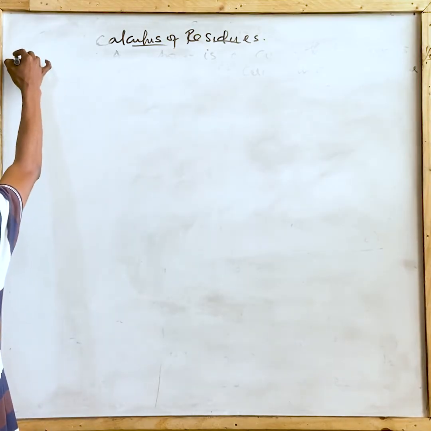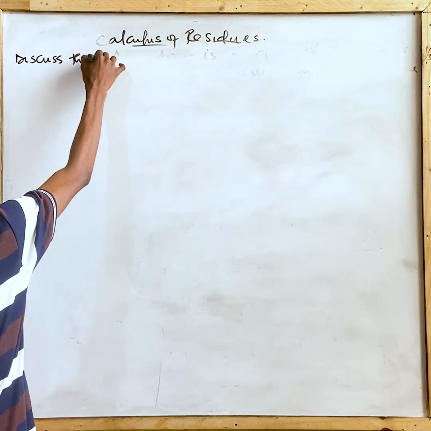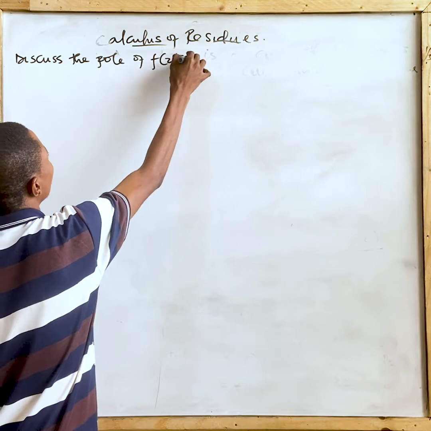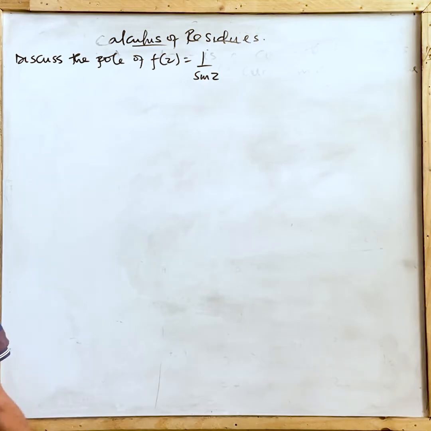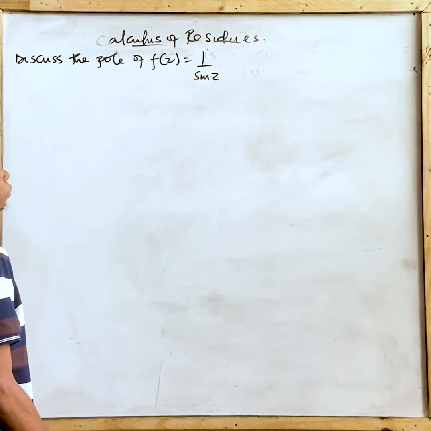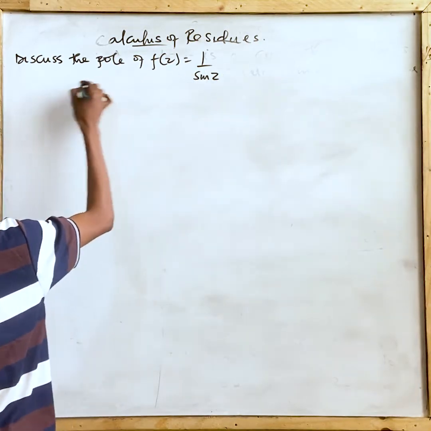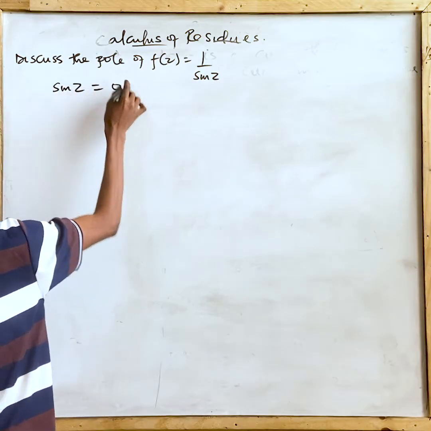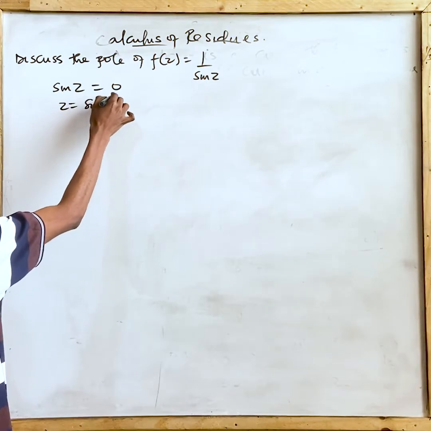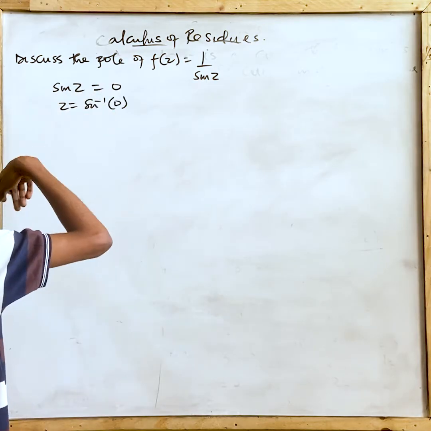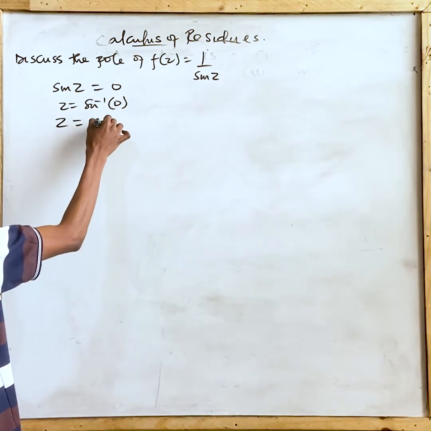Okay. So let's discuss the pole of f(z) = 1/sin z. So look at this one: f(z) = 1/sin z. Where are the poles of this function? As I said earlier, the pole is where the denominator, sin z, is equal to 0. And if sin z is equal to 0, z will be what? Sine inverse of 0. Sine inverse of 0 is equal to what? 0.